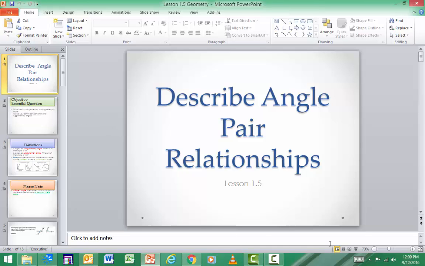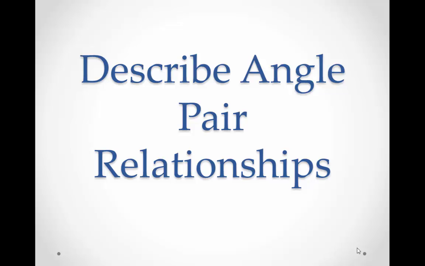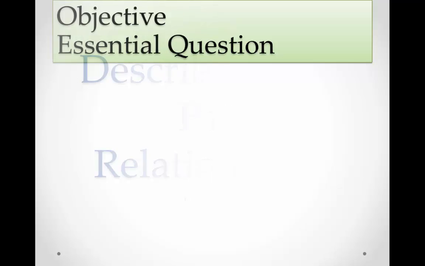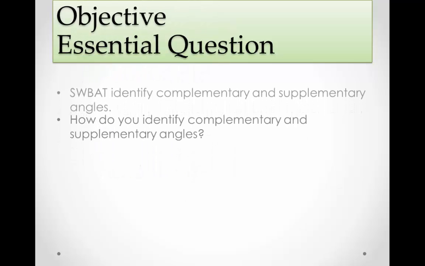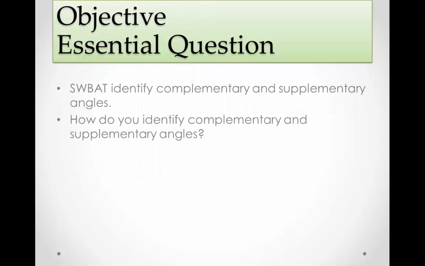Describe angle pair relationships, lesson 1.5. So our objective today will be to identify complementary and supplementary angles. And so the natural essential question would be, how do you identify them?